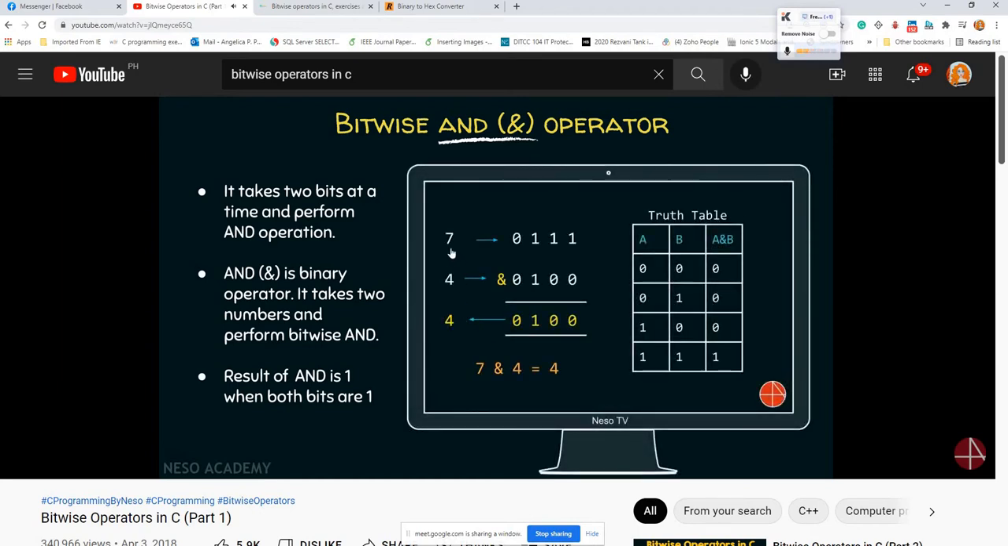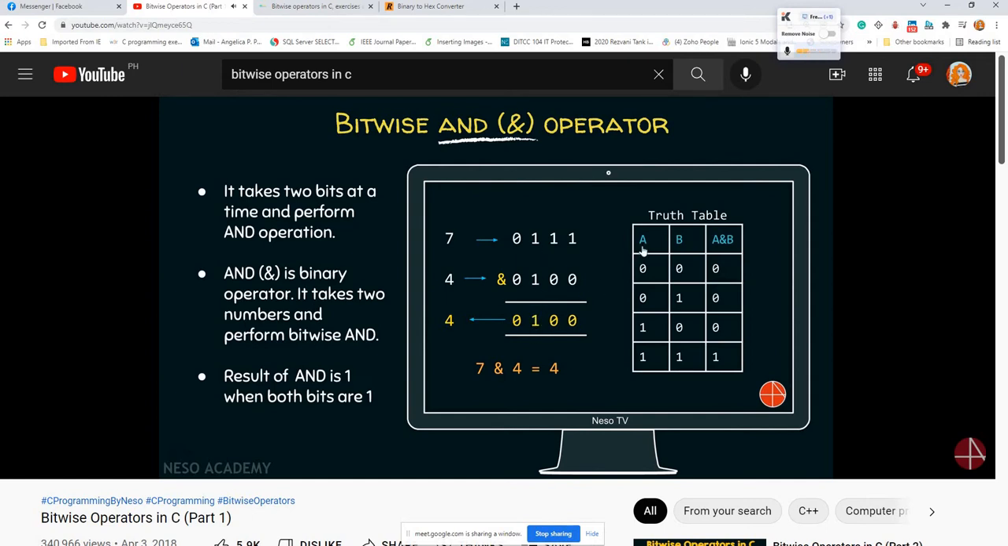Here suppose we have 2 numbers 7 and 4. This is the binary representation of 7 and this is the binary representation of 4. What bitwise AND operator will do is that it takes 2 bits at a time and performs AND operation. 1 and 0 is 0, 1 and 0 is 0, 1 and 1 is 1, 0 and 0 is 0. We know this thing, result of AND is 1 when both bits are 1. When both bits are 1, then the result is 1.